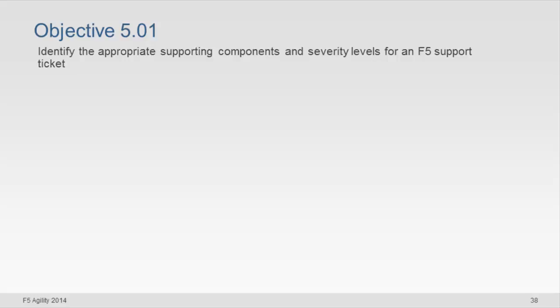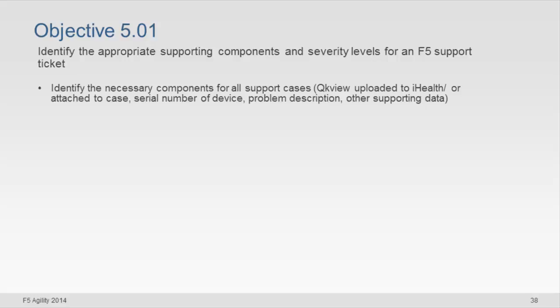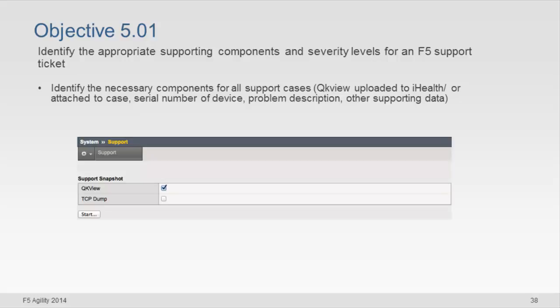For Objective 5.1, you need to be able to identify the appropriate support components, including identifying severity levels for F5 in a ticket system. As you're opening tickets with F5 as an administrator, you need to be able to identify all the different components they're going to require you to gather and give to them. We have QKviews being probably one of the key things they're going to ask for.